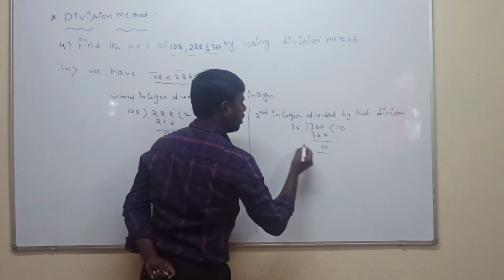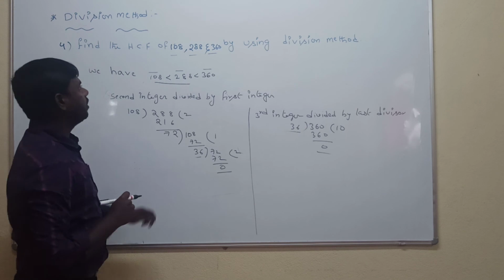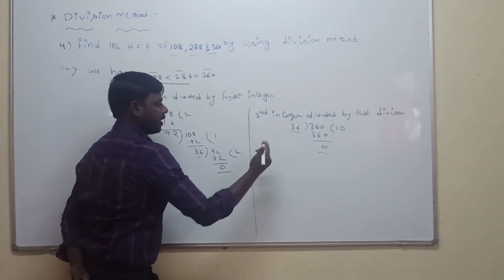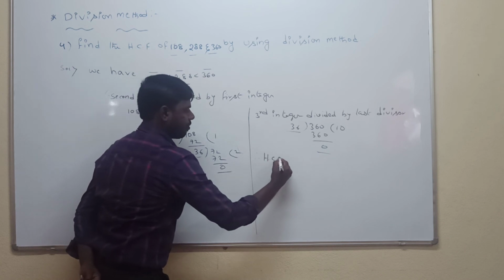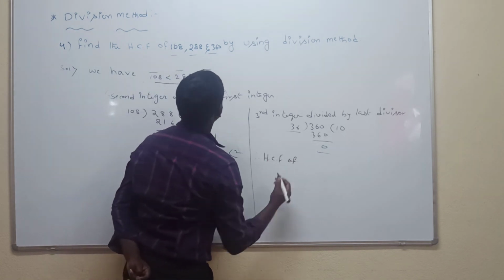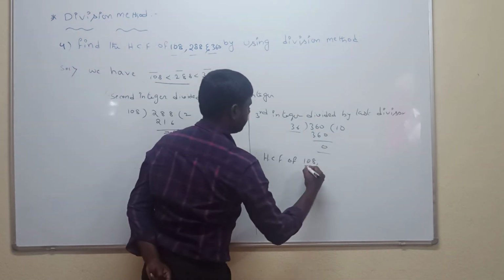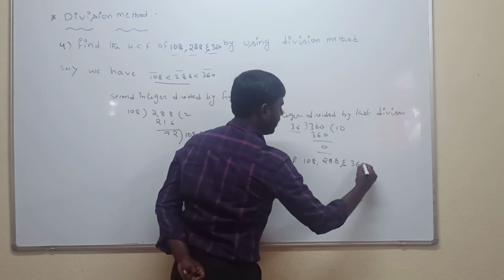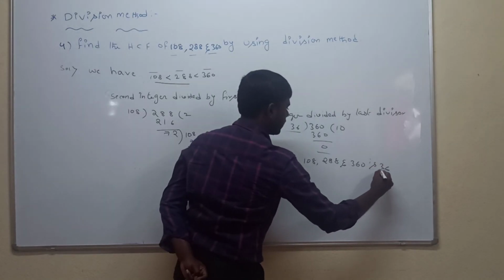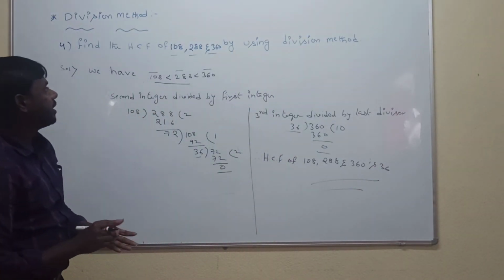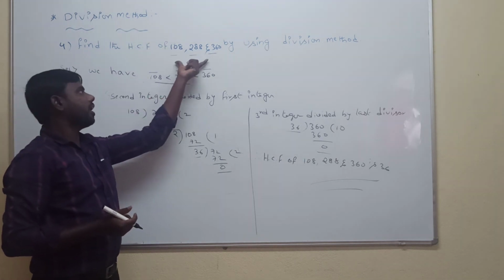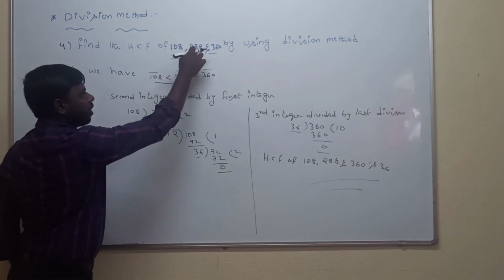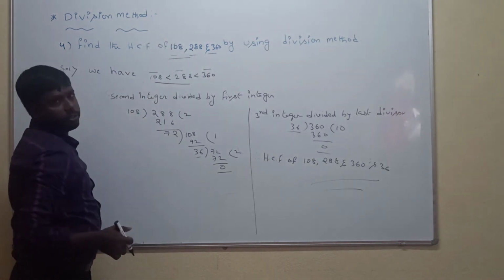So what is the final divisor? 36. Then for 108, 288 and 360, the HCF value is 36. The HCF of 108, 288 and 360 is 36. So once again, how many numbers are given? There are 3 numbers given. First we use the first 2 numbers. Divide the largest number by the smallest number.